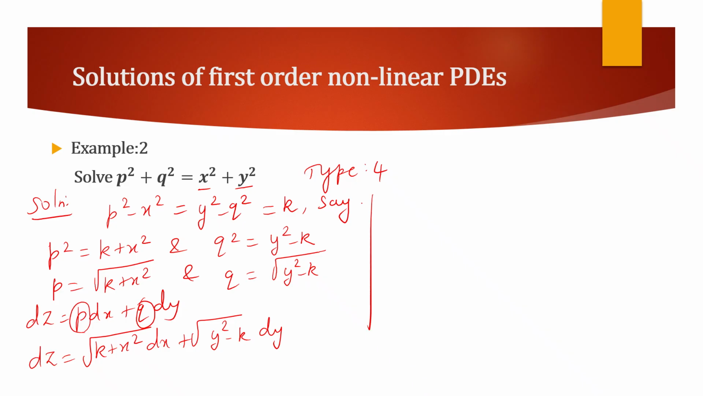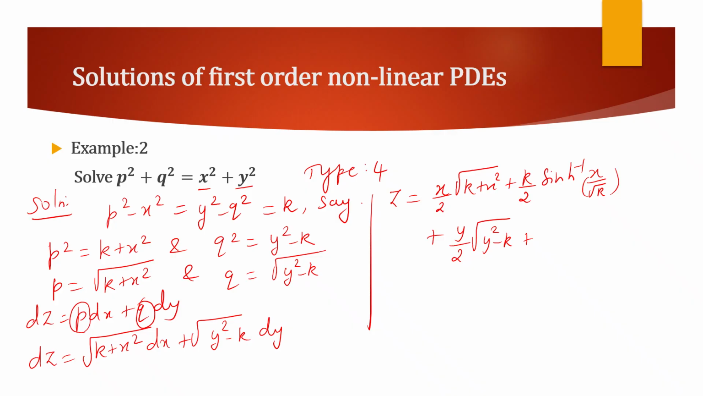So now integrating this, we get z in the left hand side, and in the right hand side it is x by 2 square root of k plus x square, plus k by 2 sinh inverse of x by root k, plus in the second term it is y by 2 square root of y square minus k, minus k by 2 cosh inverse of y by root k, plus some constant c. Which is our complete solution.